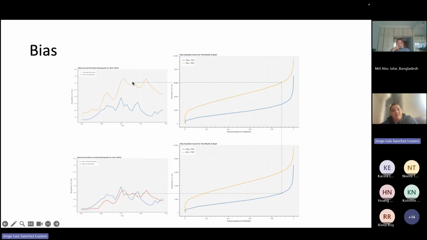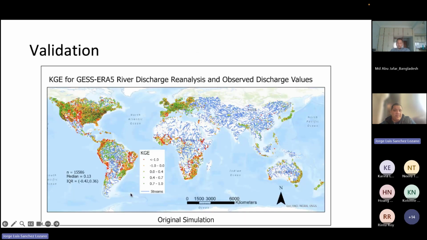In the method, for every single simulated value, we go to the flow duration curve and estimate the non-exceedance probability. With that non-exceedance probability, we enter the observed flow duration curve and calculate the discharge value that has the same non-exceedance probability as our simulated value, and replace the original simulated value with the observed value with the same non-exceedance probability. In that way, we get a new simulation that has exactly the same shape as the original simulation, but that is in the same order of magnitude as the observed values.